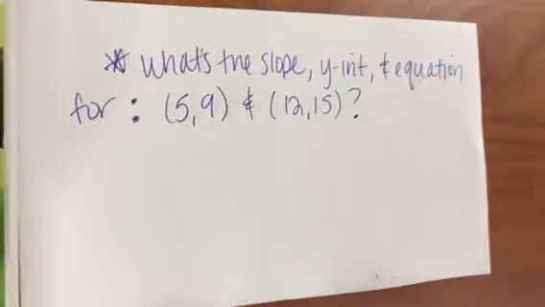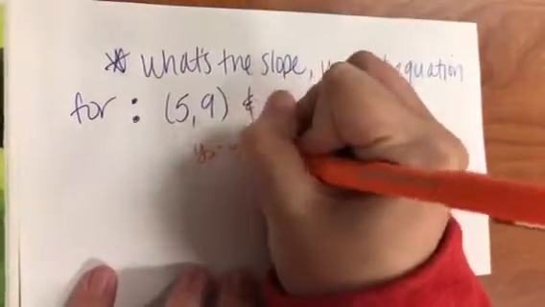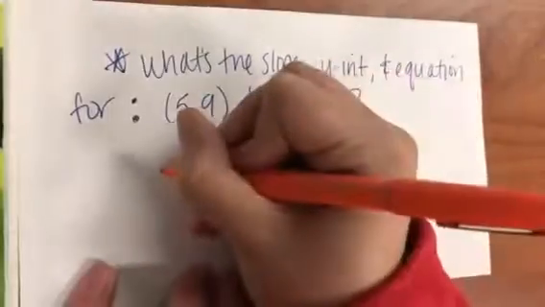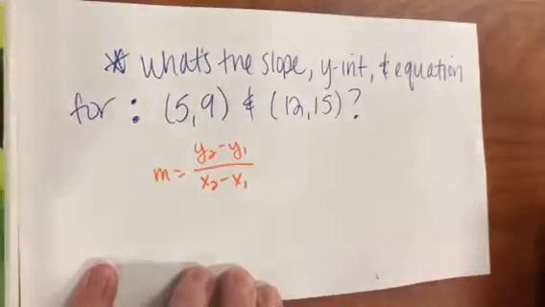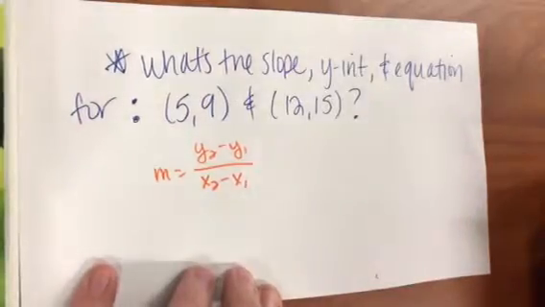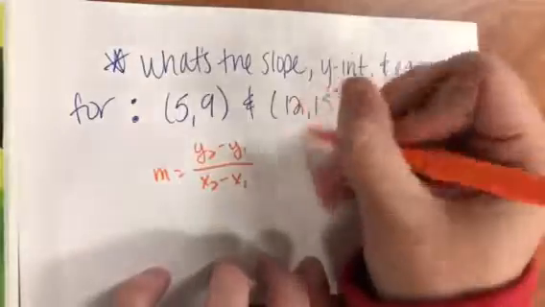What's the slope-intercept equation for (5, 9) and (12, 15)? But it didn't give me the table or the y-intercept. Can we still figure that out? We're going to do the exact same thing that we did before. Write down our slope formula, which is y2 minus y1 over x2 minus x1. We write m equals. So m equals this. You're going to want to just memorize this. I believe it's on your star chart, I think.